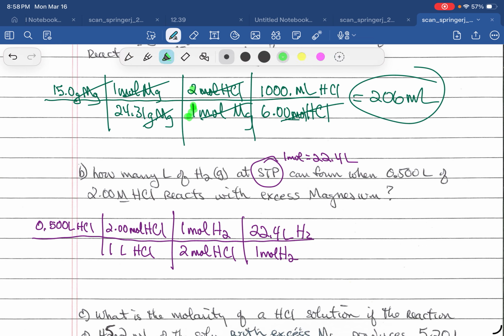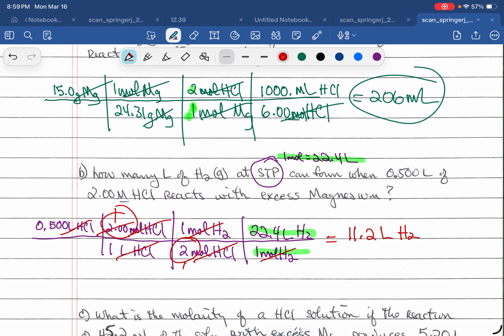We can also, at this point, right, I'm canceling liters of HCl, I'm canceling moles of HCl, I'm canceling moles of H2. And I can also reduce this 2 and this 2 to 1 and 1, so 0.5 times 22.4. So half of 22.4, I'm getting 11.2 liters of H2.